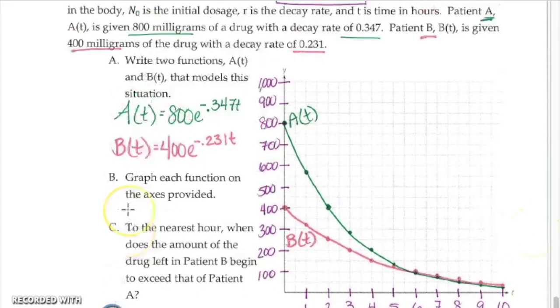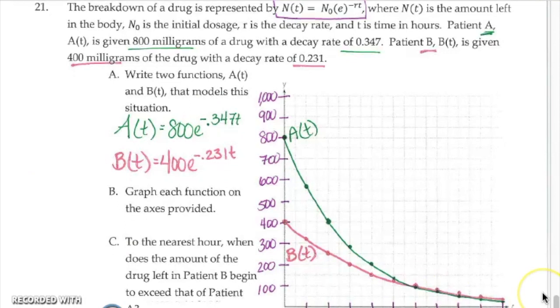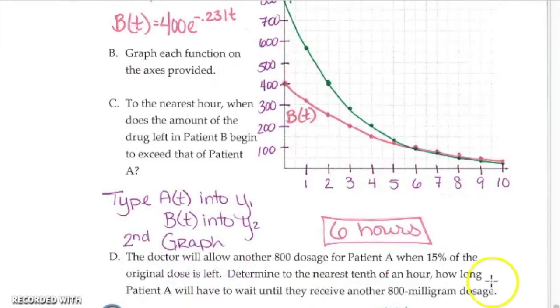So it says to the nearest hour, when will one exceed the other? And so you could use the table here. Nearest hour isn't terribly specific, but you also could put A of t in y1, B of t in y2, and then do second calc intersect. And that's probably going to give you your best picture of where they actually intersect. It comes out to be right in between 6 and 7 hours, closer to 6.